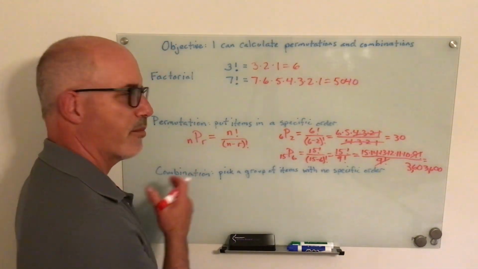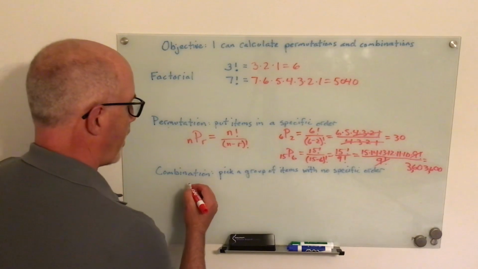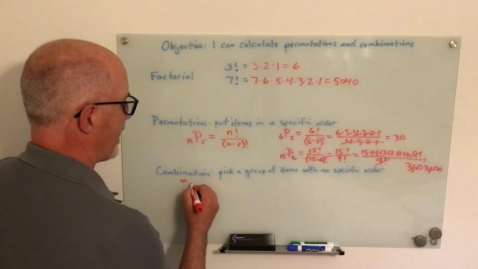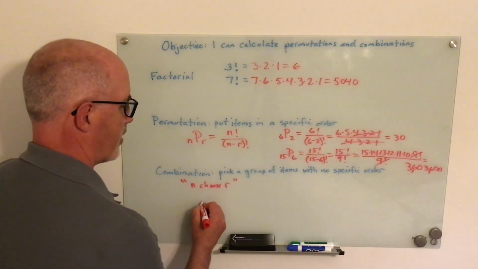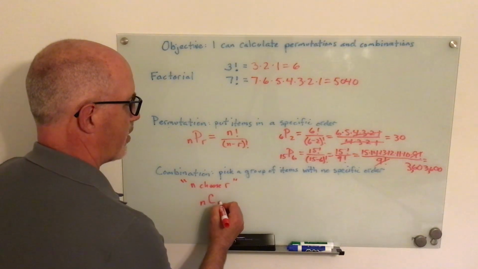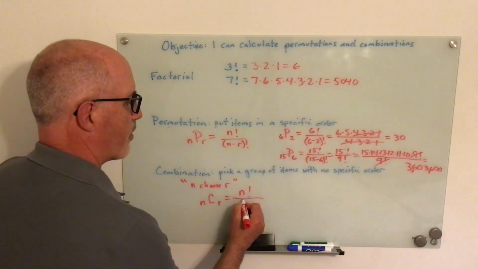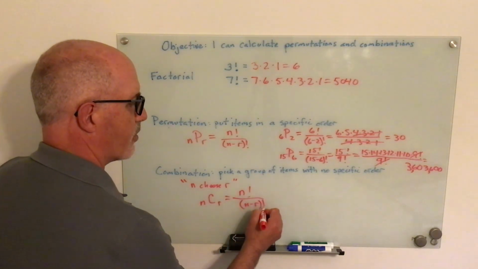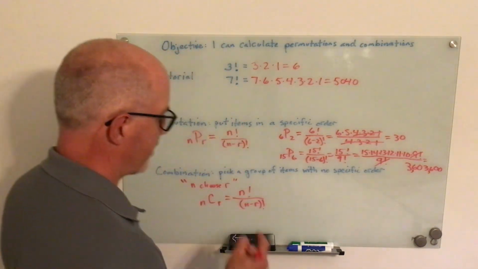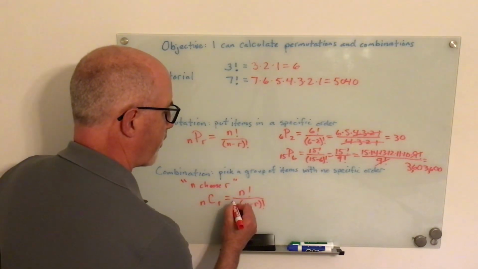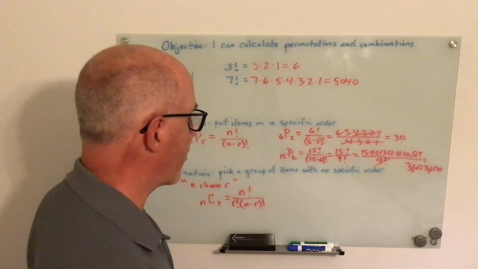All right, so that's permutations, lining them up in order. Combinations are when you don't put them in order. We often use the phrase "n choose r" when we use this notation. So nCr is the notation. And so what you get is still that n factorial over that same n minus r factorial. So it looks very familiar to this one up here, but you're also going to take that r and put another factorial here.